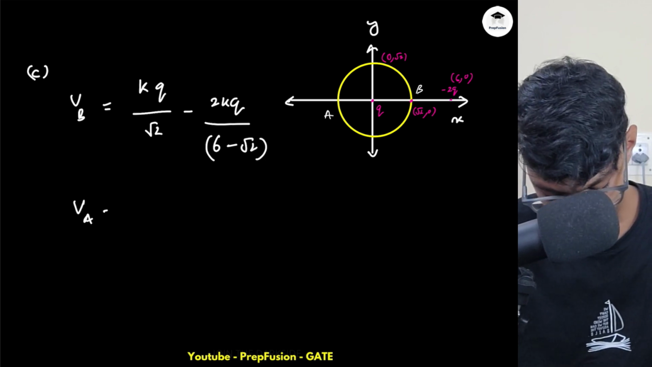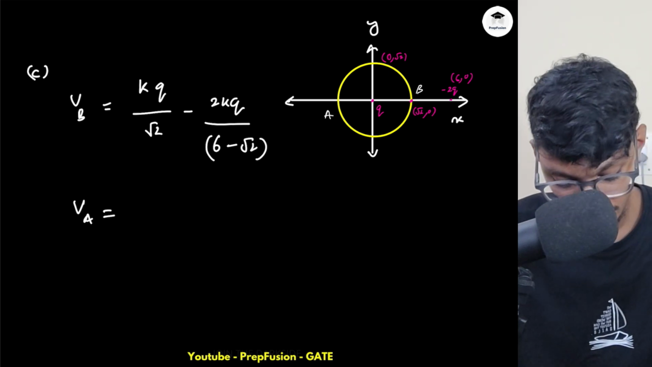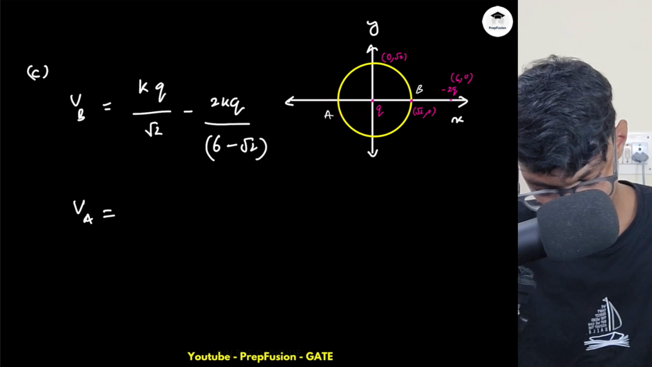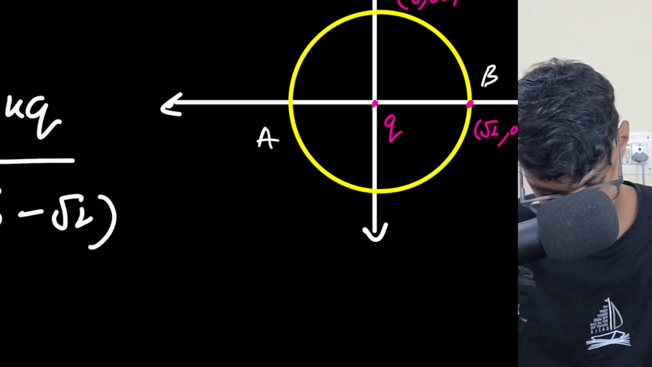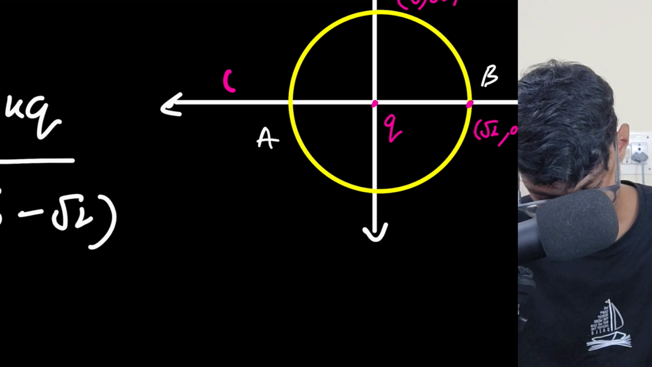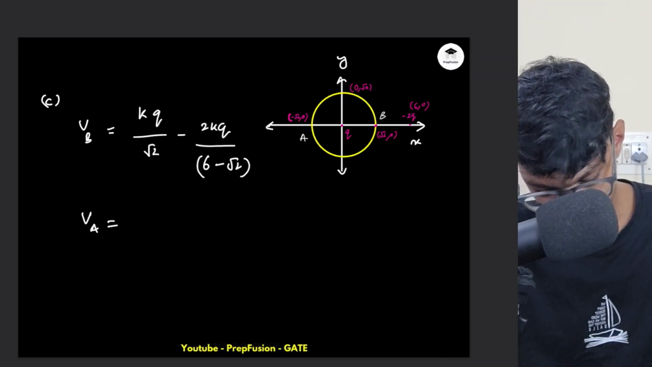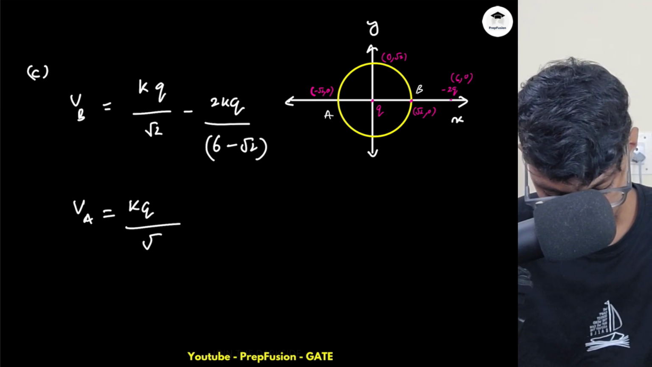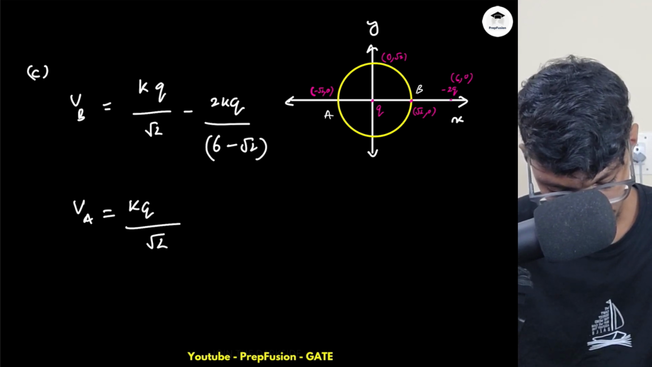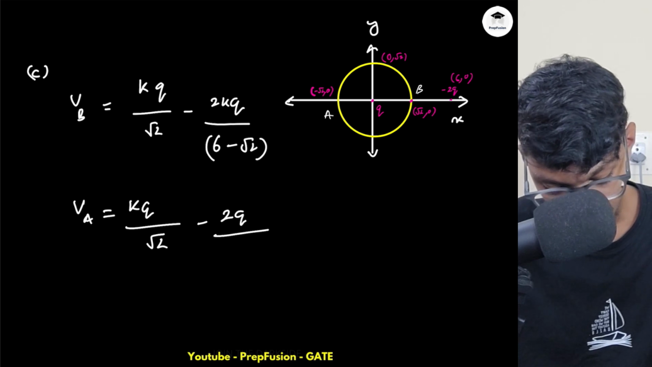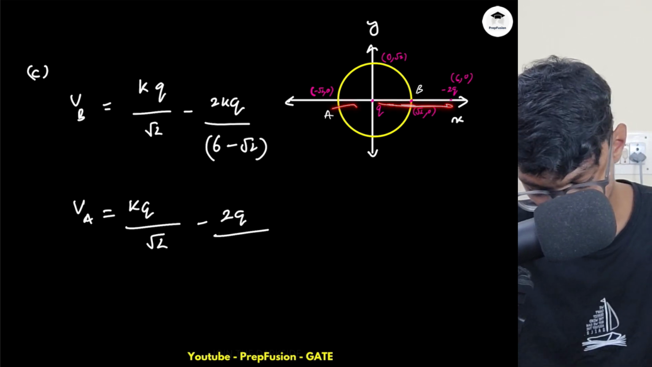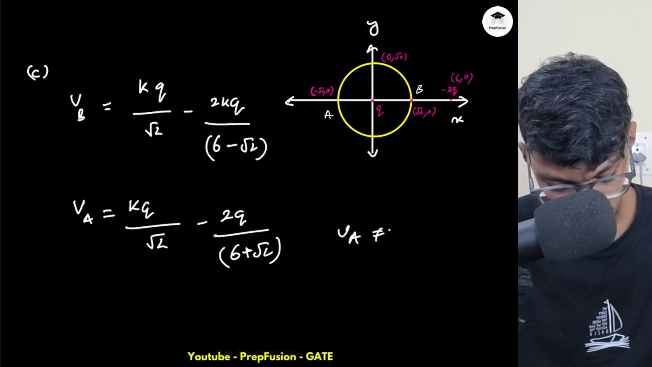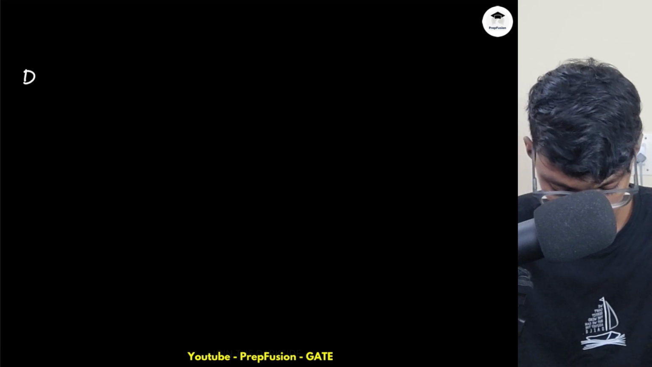What about VA? Now this is the opposite. This distance is kq, and this distance is again under root 2, right? This is minus under root 2 comma 0. So this will be kq by under root 2 minus 2kq by 6 plus under root 2, right? Again, VA is not equal to VB, so it is again not an equipotential curve.